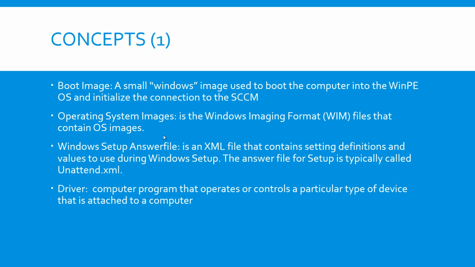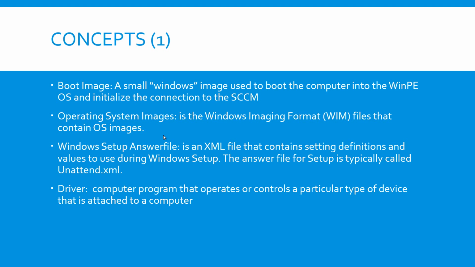What exactly is a boot image? Basically, it's a small Windows, we call it Windows PE, that has the minimum part of Windows that will allow you to boot the OS, with some video drivers, network drivers, and a few other drivers, such as hard drive drivers, and allows you to connect to Configuration Manager. Then, as soon as there is connectivity with Configuration Manager, we can do many other things.